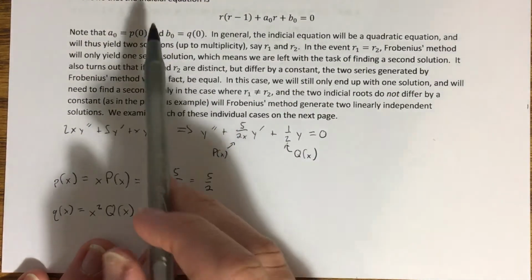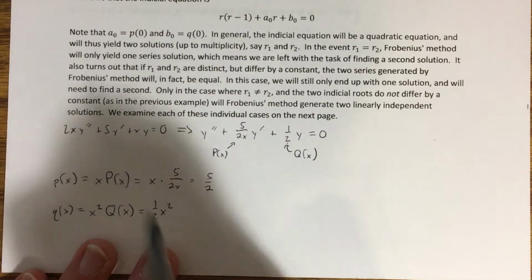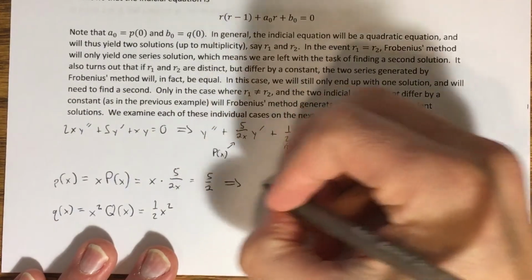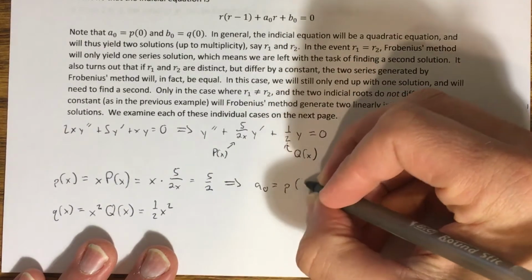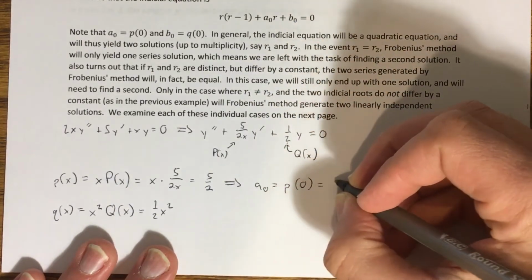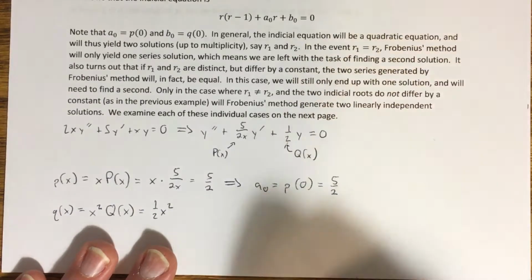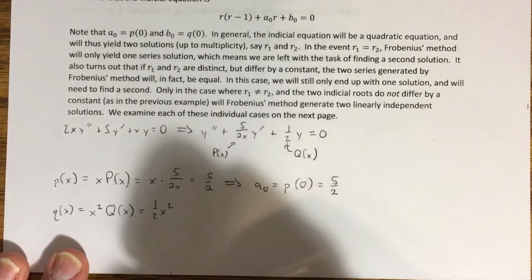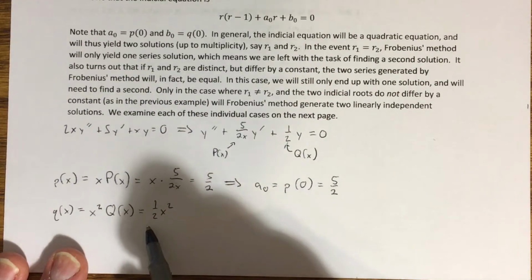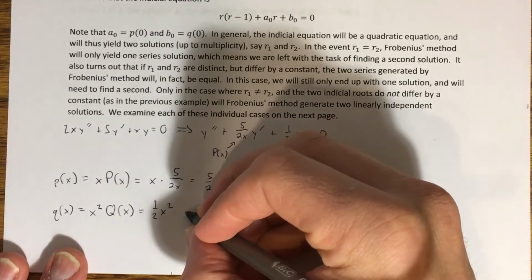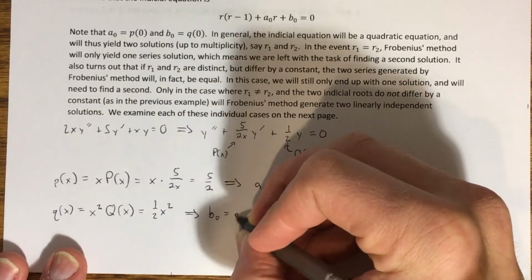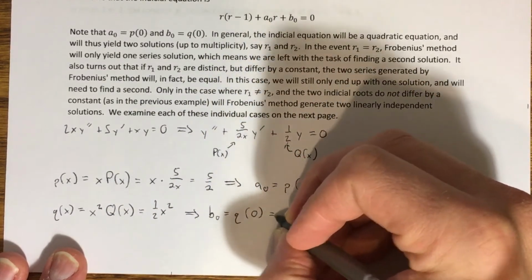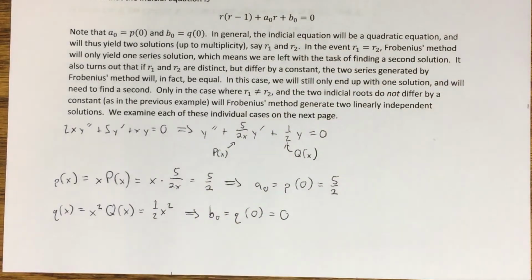But according to what we said here, we can get that a naught and b naught by plugging 0 into little p and little q respectively. So a naught is equal to p of 0. P is a constant function, so p of anything is just going to be 5/2. And then b naught is equal to q of 0, which I can see would be 0 in this case.